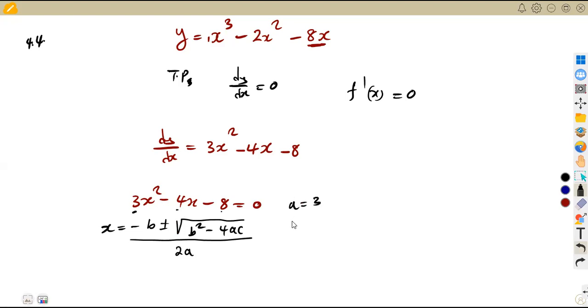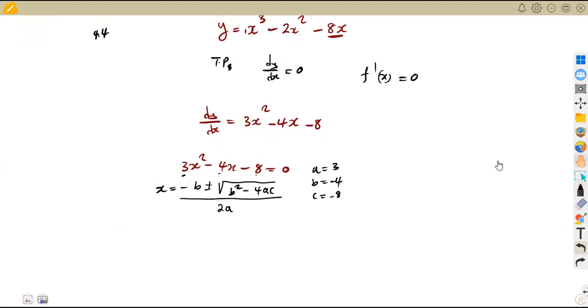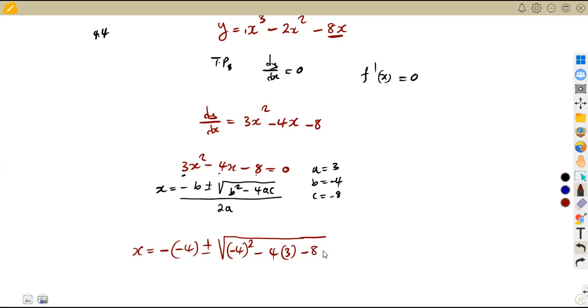So our a there is equal to 3. Our b is equal to negative 4, and our c is equal to negative 8. So we're just simply substituting into our quadratic formula. All right, so let us substitute and see what we're going to have. We are going to have x, which is equal to negative b, so that's negative negative 4, plus or minus the square root of negative 4 squared minus 4 times a, which is 3, times c, which is negative 8. All right, so this whole part is divided by 2 times a, which is 2 times 3.